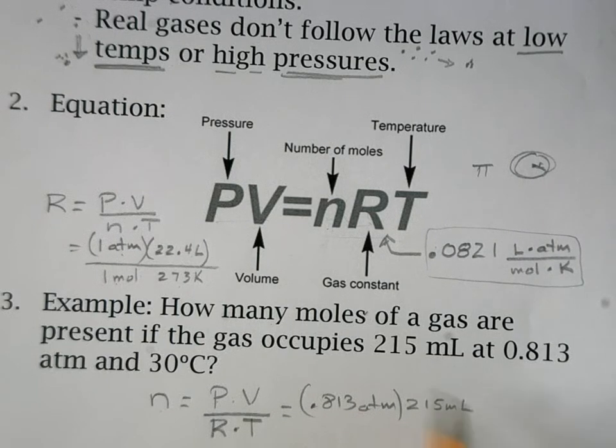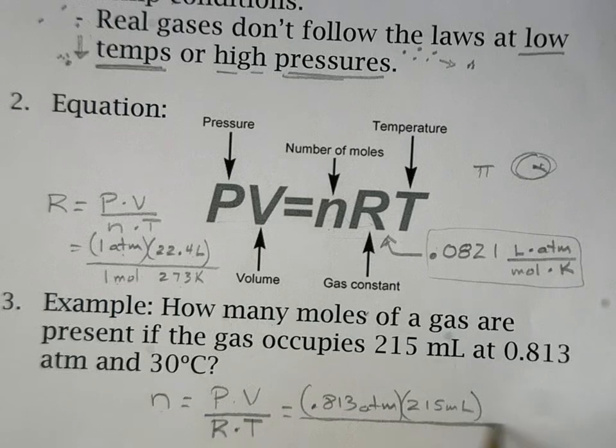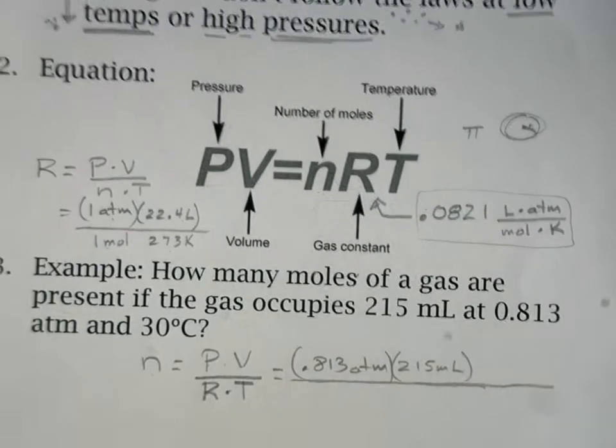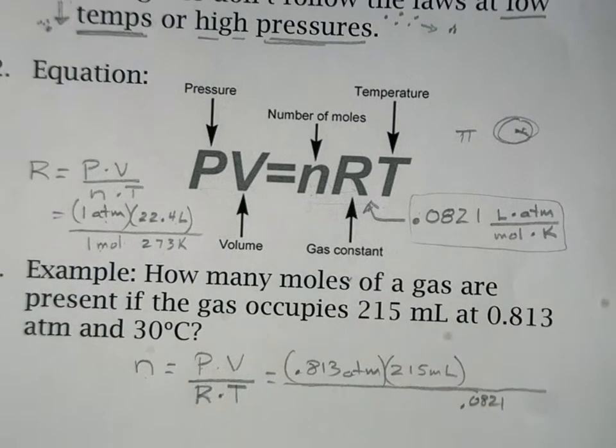Now, whenever you use the ideal gas law, you need to use liters. So we're going to convert that to liters in a moment, but we'll come back to that. We're going to divide this by R. Now, when I divide by R, I like to scoot it off to the side. So R is 0.0821. This is just from our notes there.